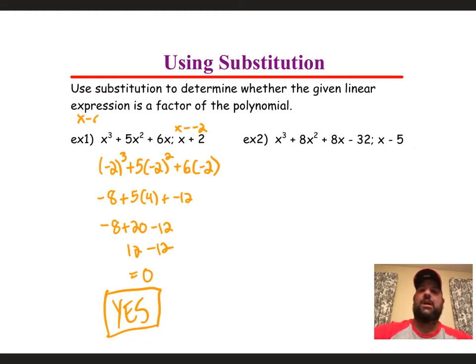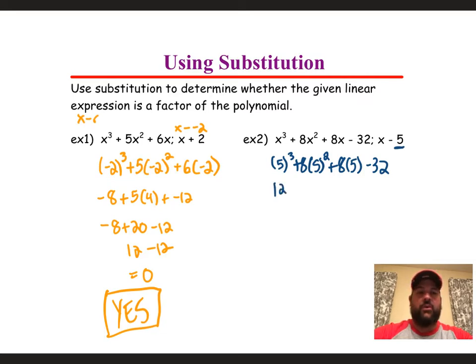Go ahead, pause, try number 2 on your own. Alright, so let's take a look. Here it's x minus 5. So we are just going to use 5. We're going to plug 5 in. 5 cubed plus 8 times 5 squared plus 8 times 5 minus 32. So let's see, 5 cubed is 125 plus 8 times 25 plus 40 minus 32. 8 times 25 would be 200.